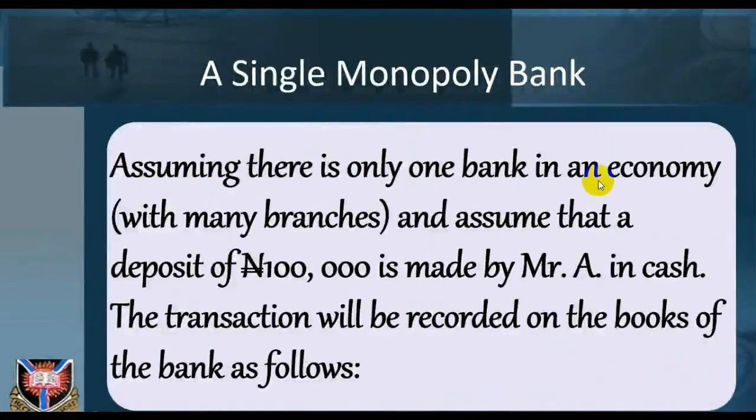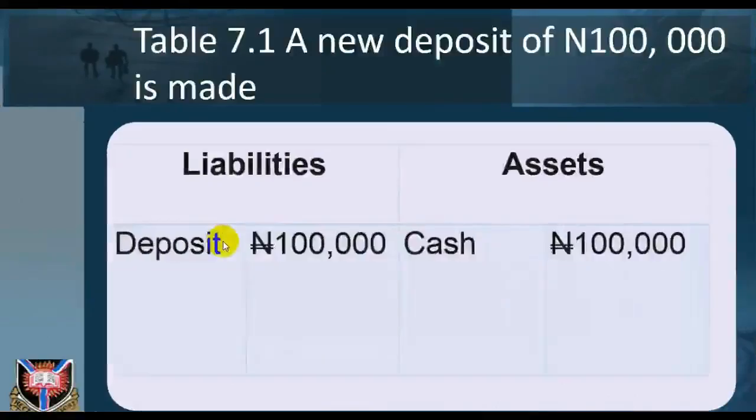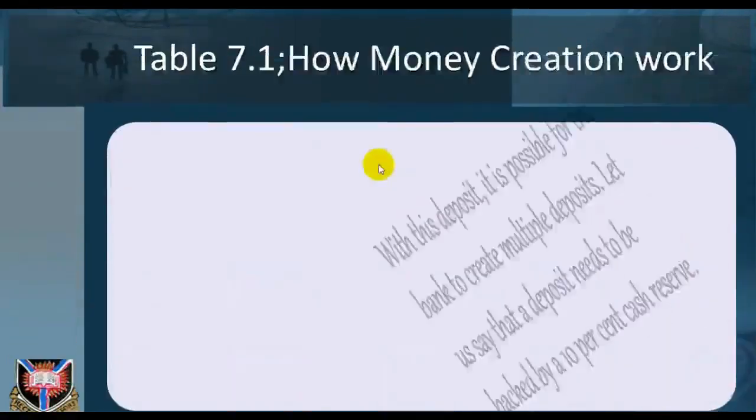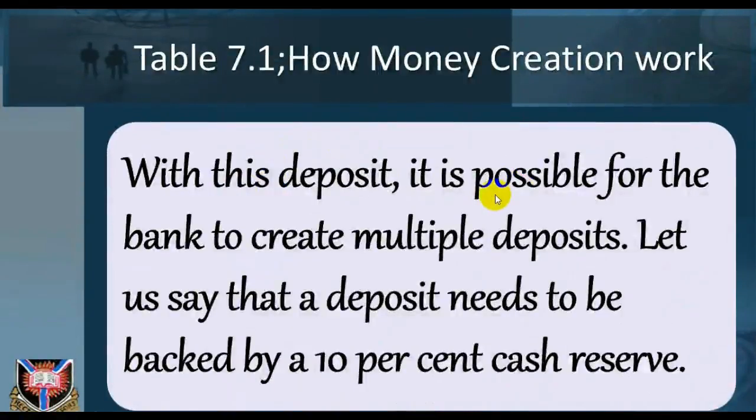Assuming there is only one bank in an economy with many branches, and assume that a deposit of 100,000 naira is made by Mr. A in cash, the following transaction will be recorded on the books of the bank as follows. Deposit 100,000, that's under liability, and asset, that's cash, 100,000. With this deposit, it is possible for the bank to create multiple deposits.